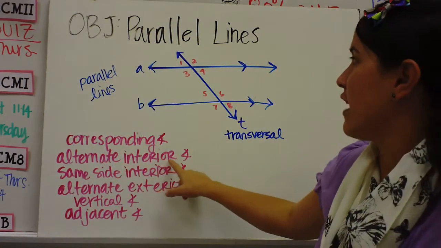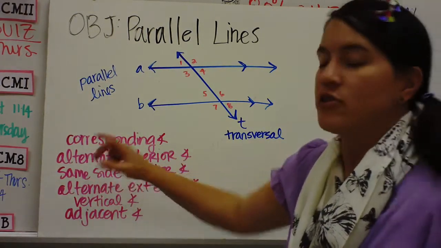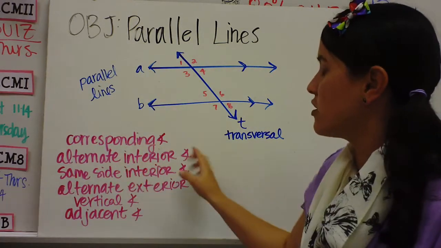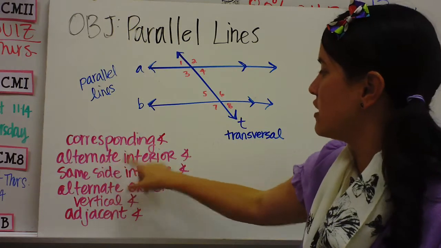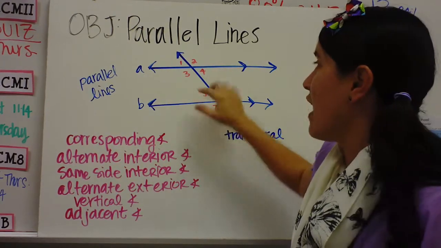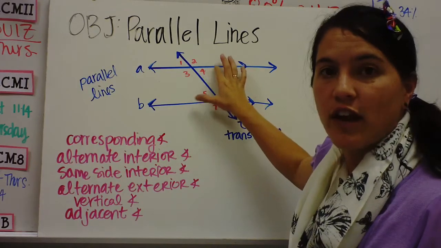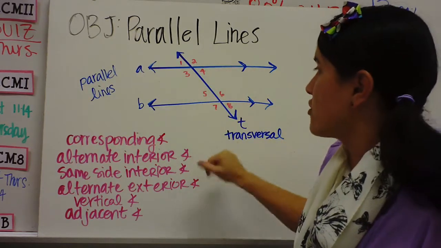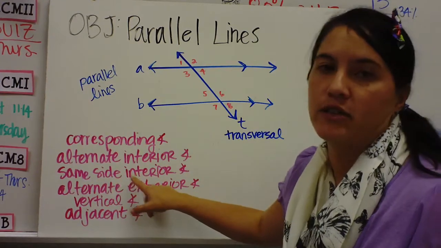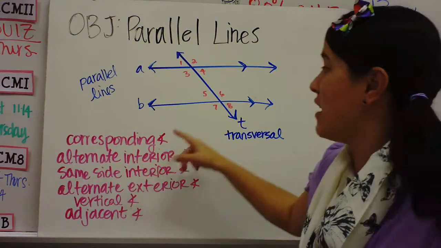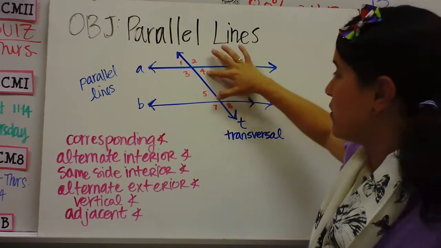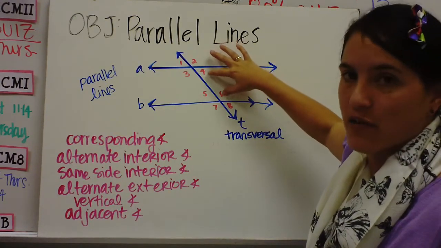Alternate interior angles mean alternate is going to be the other side. So if you're talking about the left, you would go to the other side to the right. So the alternate interior of 4 would be 5 because they're both interior angles and they're alternate. The alternate angle of 3 would be 6. Same side interior is exactly what it sounds like. If you're looking at 4, the same side interior would be 6. They're on the same side and they're both interior.